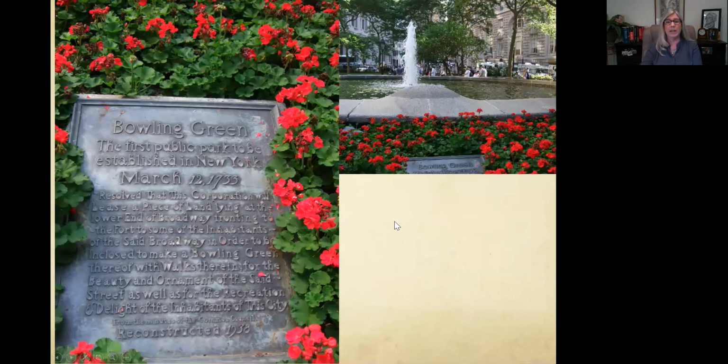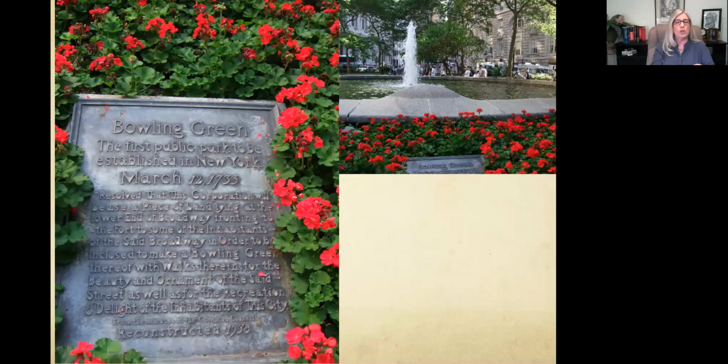This is the Bowling Green. This was the first public park in the colonies, and it was established here as a place for people to congregate, and they would go bowling. So they had like lawn bowling where you would have grass and you would roll the, there was a game that they would play. There was also a large statue of the king that was here in the Bowling Green.